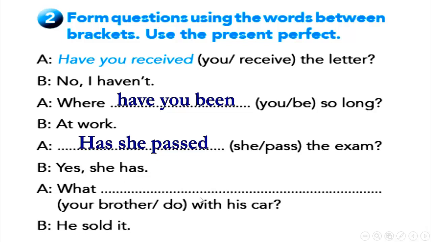The last one here, what? You have a space here. Your brother do with his car? He sold it. If you look at this one, your brother. So this is the same like he. So what has or have? That's right. So what has? And the subject, your brother. Who can say the third form of the irregular verb do? Yes, that's right. Done. So what has your brother done? What has your brother done? So this exercise is about how to form questions in the present perfect. Well done.